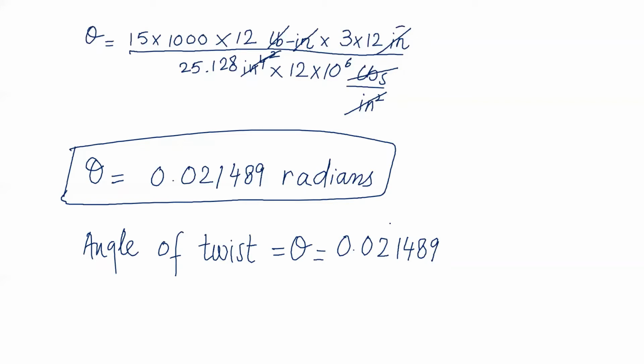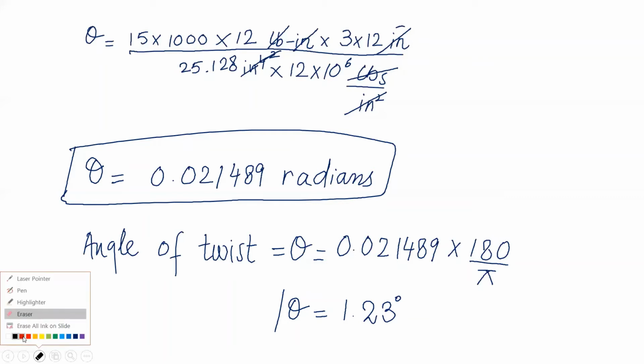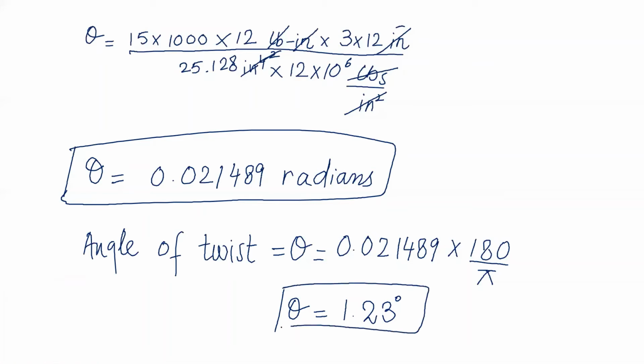So you have to multiply it by 180 upon pi, and you will get your theta in degrees. I multiply with 180 divided by 3.141. The answer will be 1.23 degrees. So theta, the angle of twist in degrees, is coming out to be 1.23 degrees.